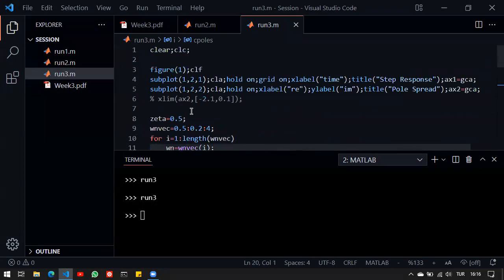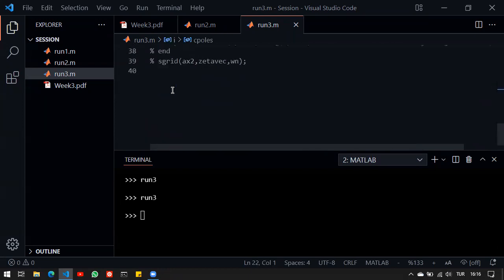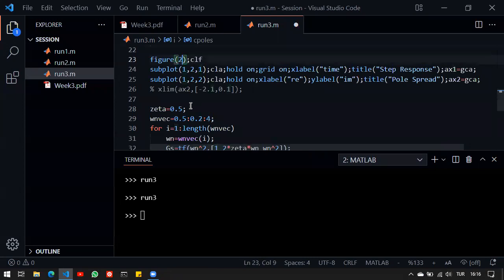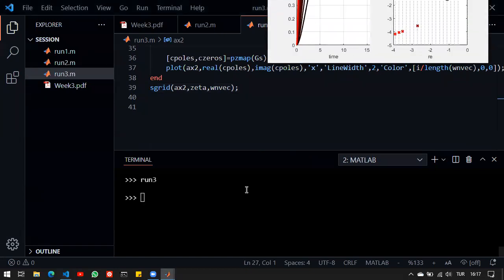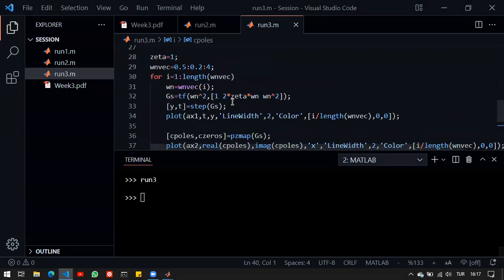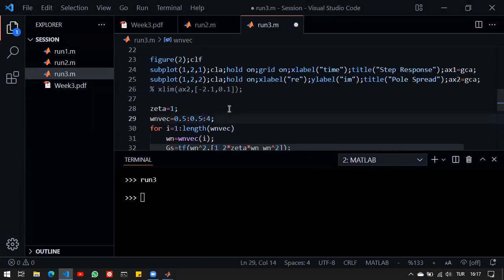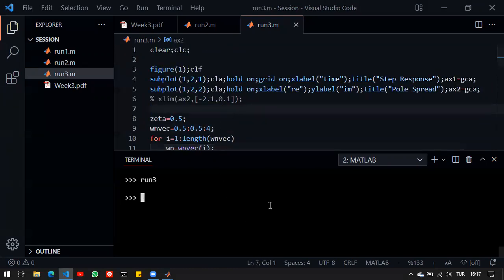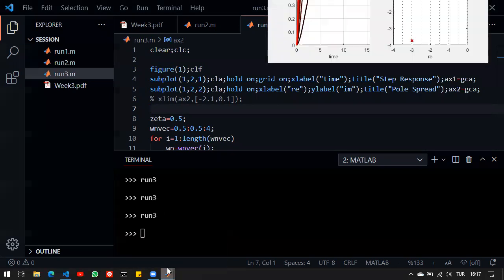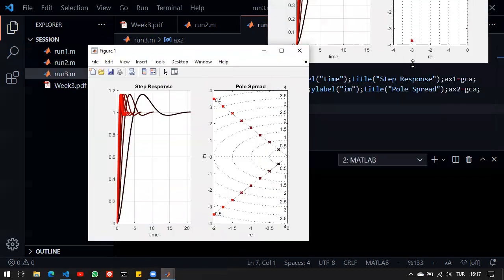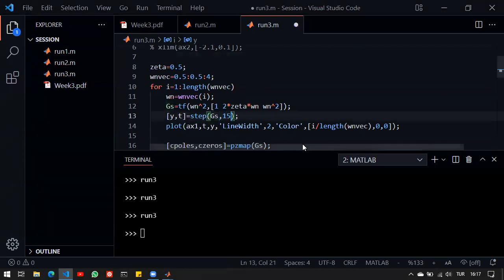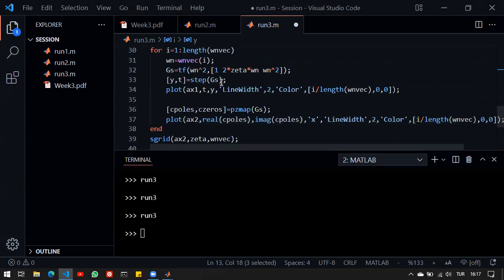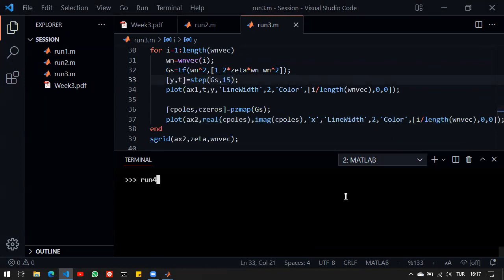So let me also repeat this for the second case where zeta is equal to 1. Figure 2, change it to 1. Now it seems like the omega n steps are a bit too fine. So there we go. Again, 15 seconds of a final time is also good. So let's also do that. There we go.